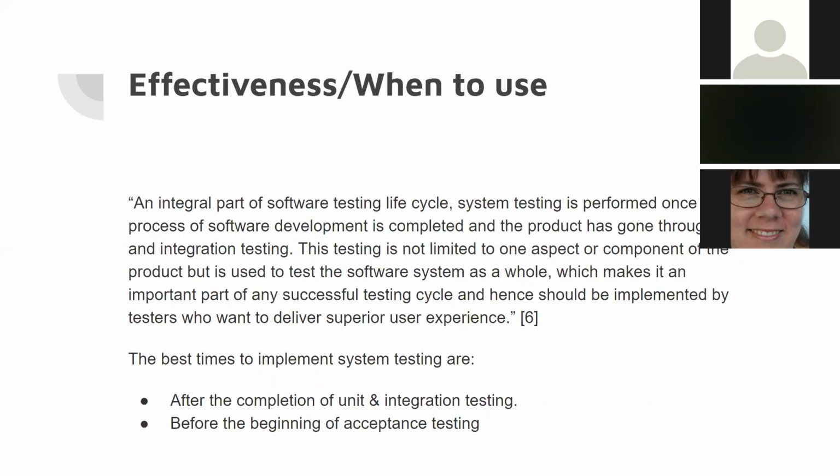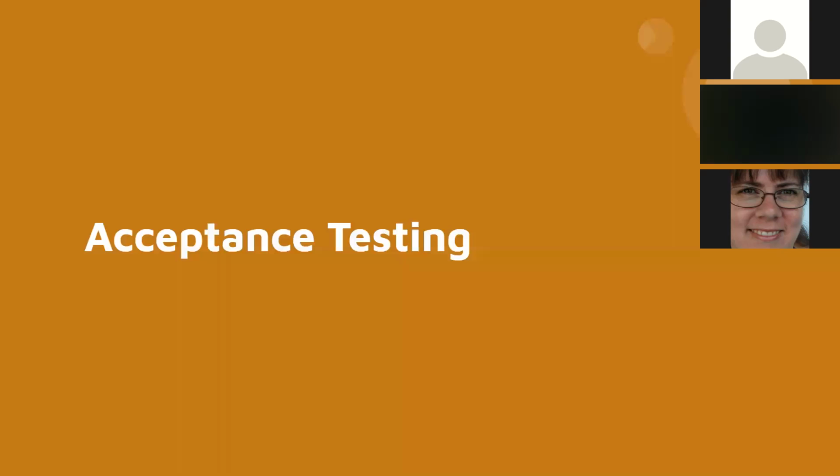System testing is an important part of any successful testing cycle, and hence should be implemented by testers who want to deliver superior user experience. The best time to implement system testing is after completion of unit and integration testing, before the beginning of acceptance testing. I'll now turn the time over to Jonathan to talk about acceptance testing.